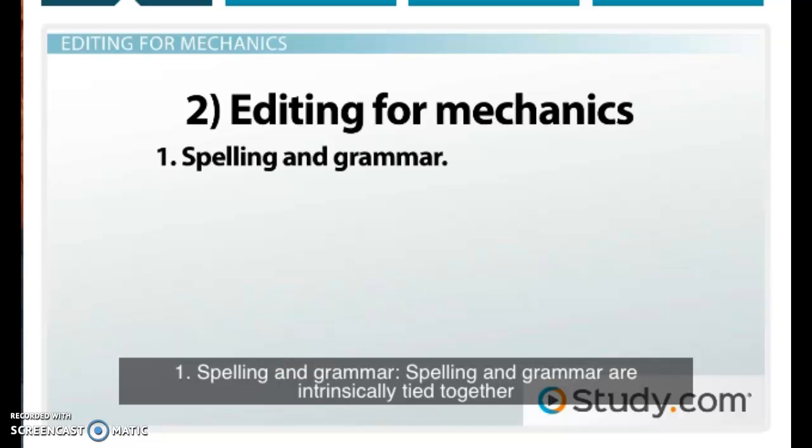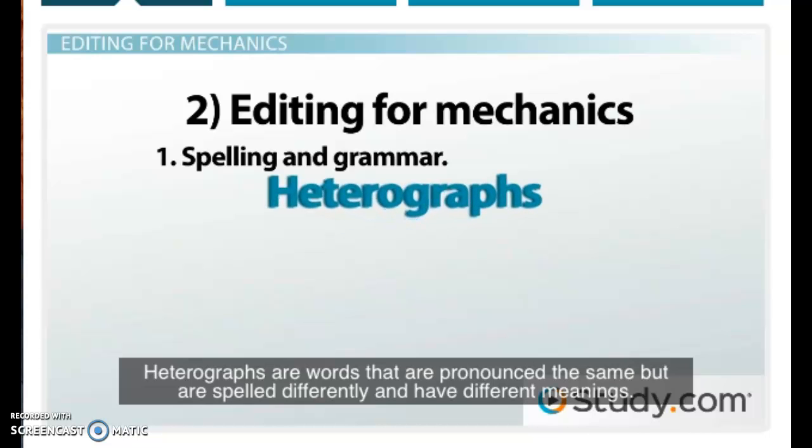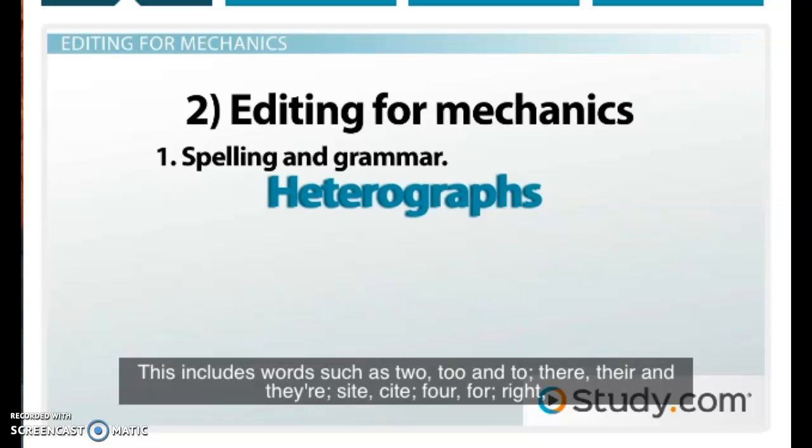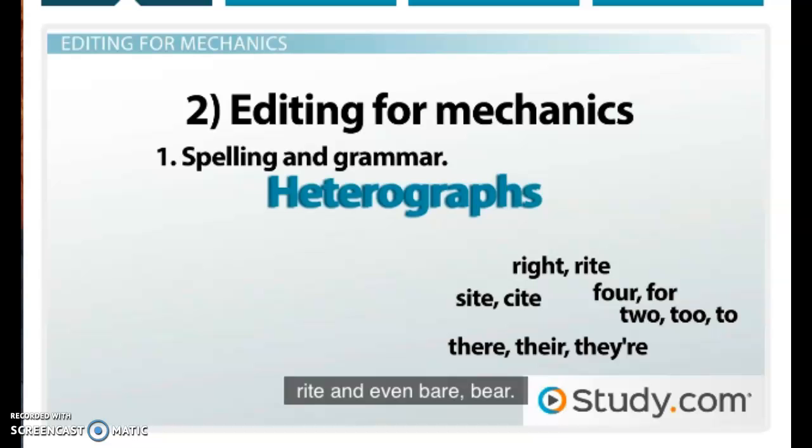Number one, spelling and grammar. Spelling and grammar are intrinsically tied together in the English language for a number of reasons. The first is our extensive number of heterographs. Heterographs are words that are pronounced the same, but are spelled differently and have different meanings. This includes words such as to, too, and two, there, their, and they're, sight, site, and cite, for, four, and fore, right, write, and even bear, bare.